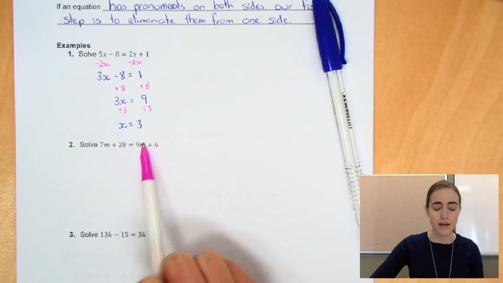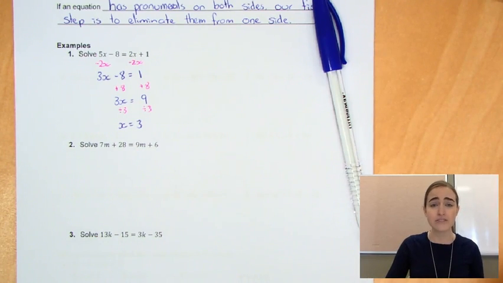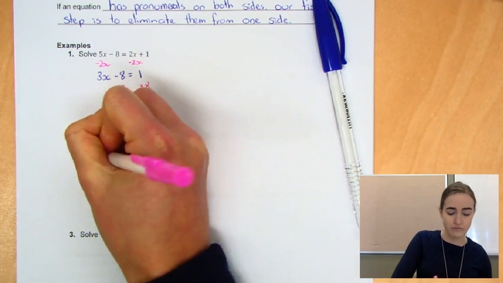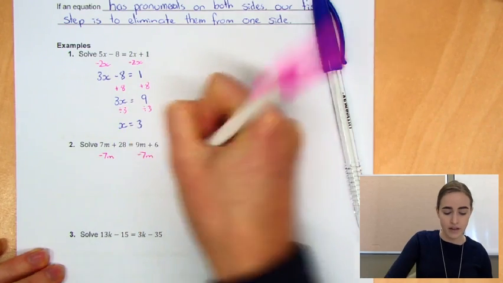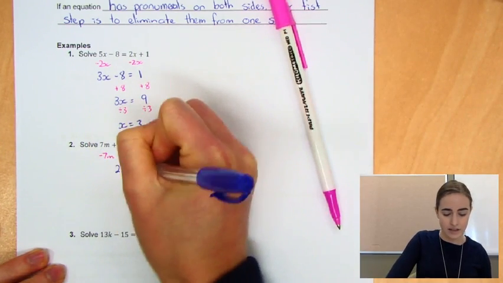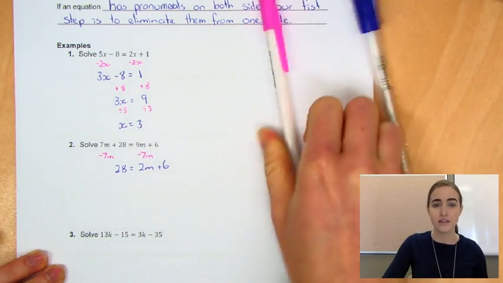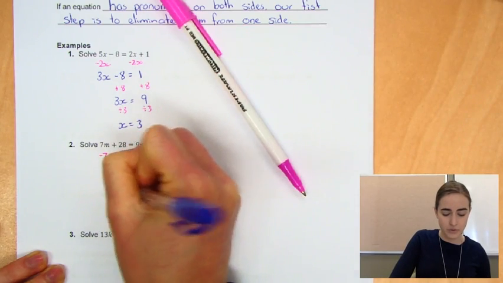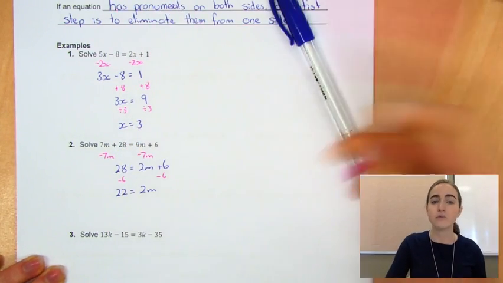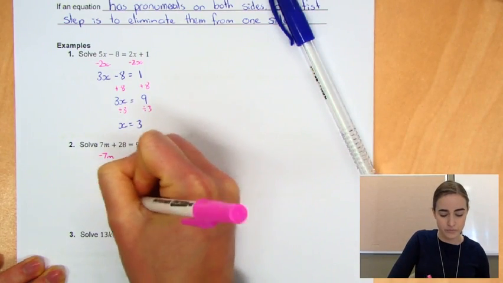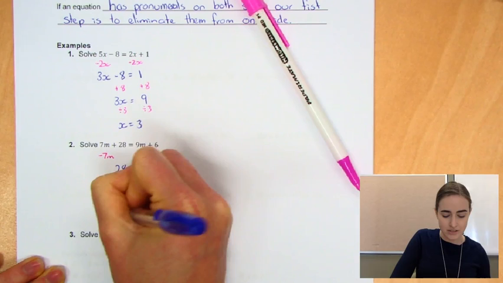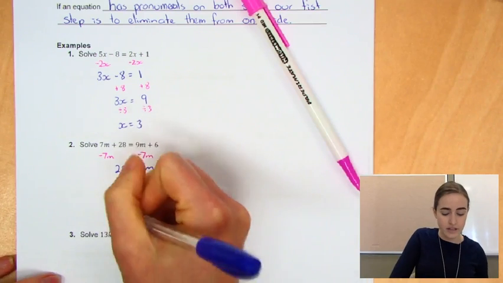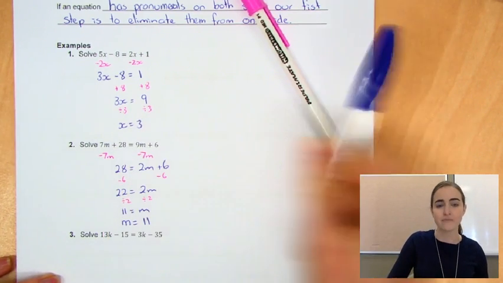Our second example asks us to solve 7m plus 28 equals 9m plus 6. So this time we've got a 7m and a 9m. To keep things positive, to make it a little bit nicer for us, we're going to get rid of the smaller one. So we're going to subtract that 7m from both sides. And we'll be left with 28 equals 2m plus 6. Then we'll subtract 6 from both sides. We'll end up with 22 equals 2m, and then we'll divide both sides by 2. We'll end up with 11 equals m, and we usually just rewrite our answer so that our pronumeral's on the left. So we'll end up with m equals 11 as our final answer.